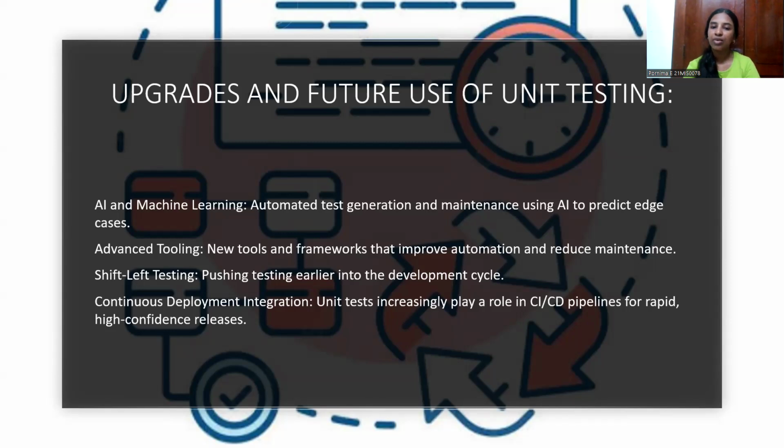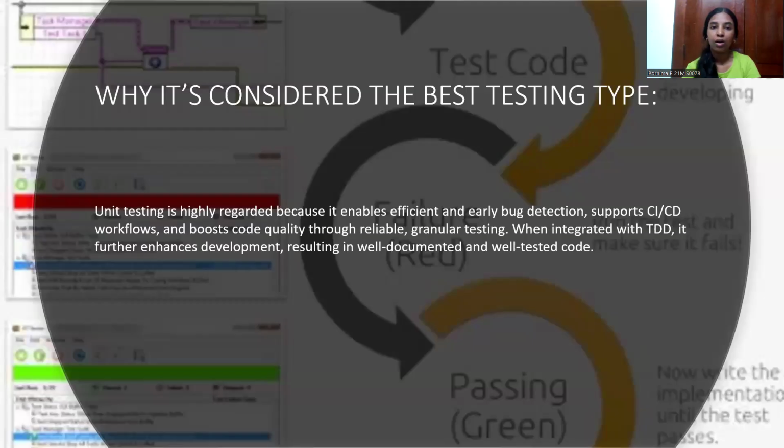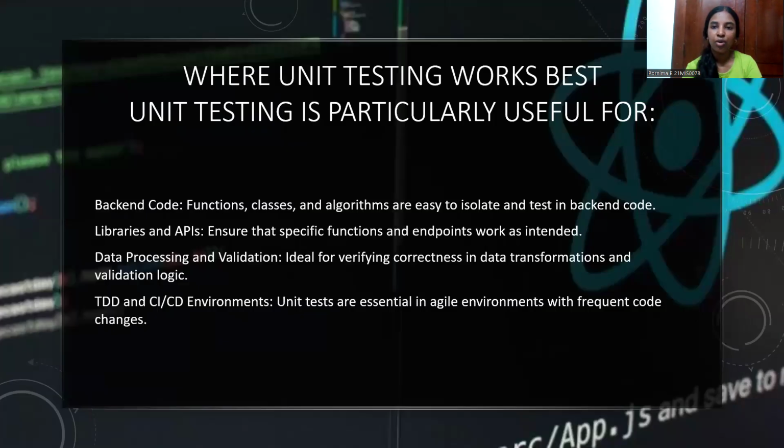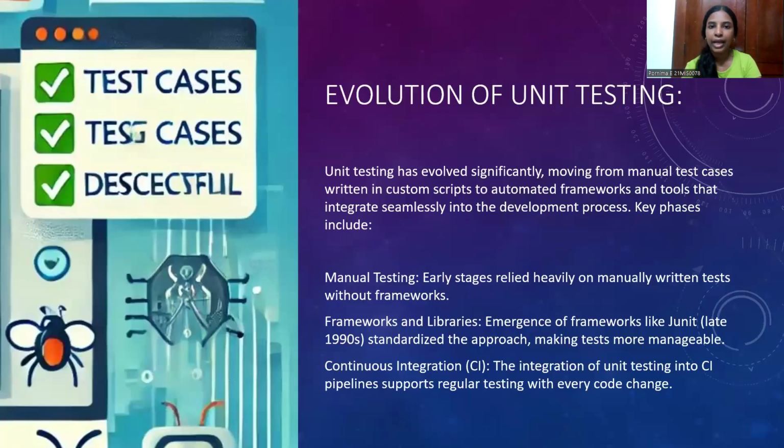Advanced tooling: new tools and frameworks will improve and reduce maintenance. Shift left testing means pushing testing earlier into the development cycle, testing before the development cycle proper. Continuous deployment integration: unit testing increasingly plays a role in CI/CD pipelines for rapid, high-confidence releases. So we discussed advantages, disadvantages, upgrades and future use, key components, types, the evolution, why it is a best type, and where it should be used.